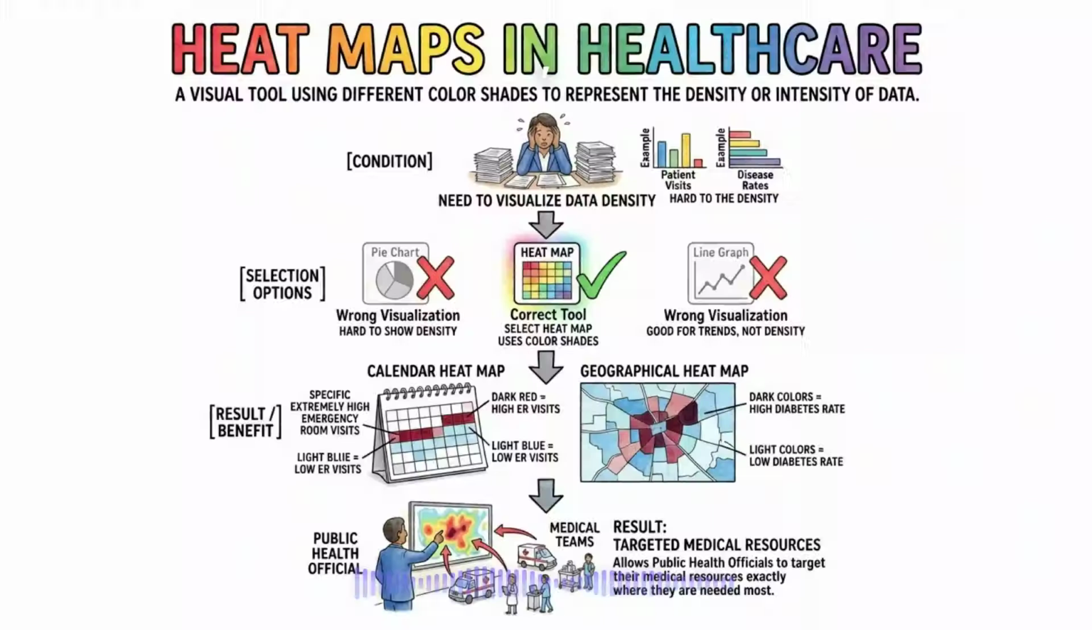Another highly effective visual tool in healthcare is the heat map, which uses different shades of color to represent the density or intensity of data. For example, you might create a calendar heat map where days with extremely high emergency room visits are colored dark red, while slower days are colored light blue. Heat maps are particularly useful for geographical analysis, allowing you to color a map of your city to show exactly which neighborhoods have the highest rates of diabetes. This instant color recognition allows public health officials to target their medical resources exactly where they are needed most.